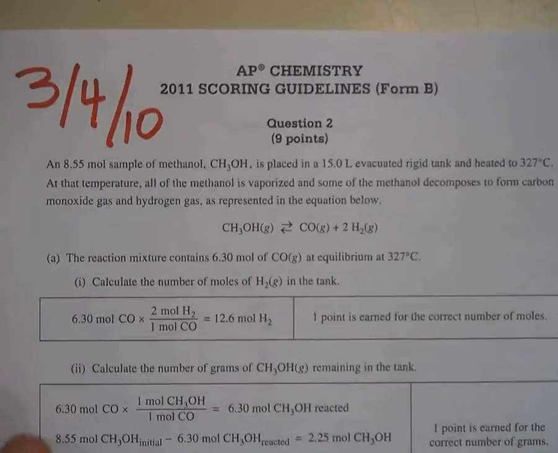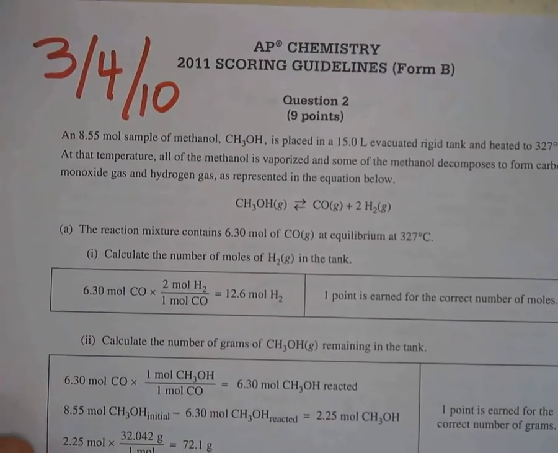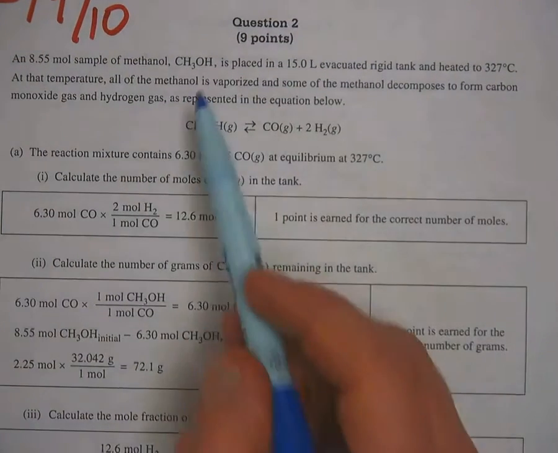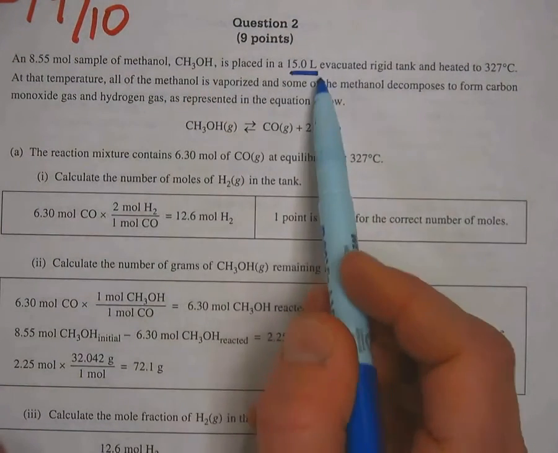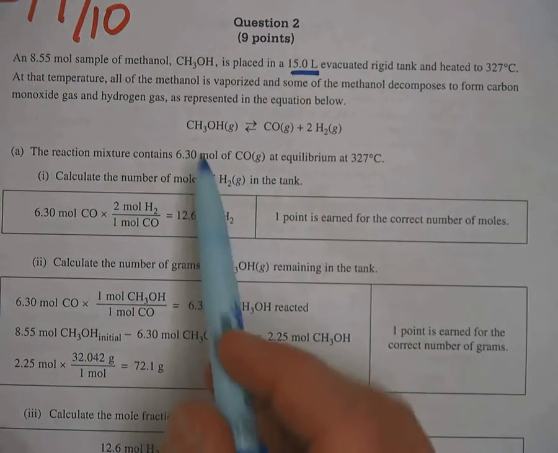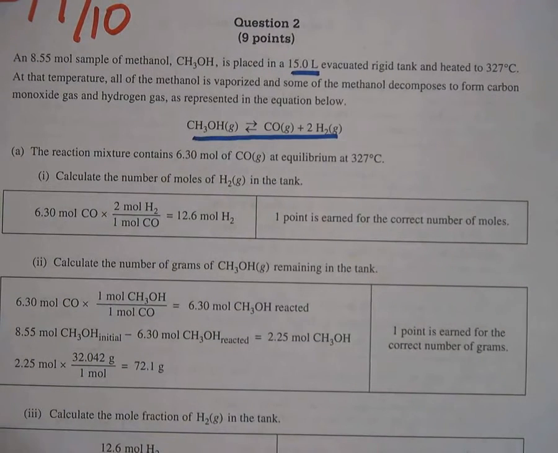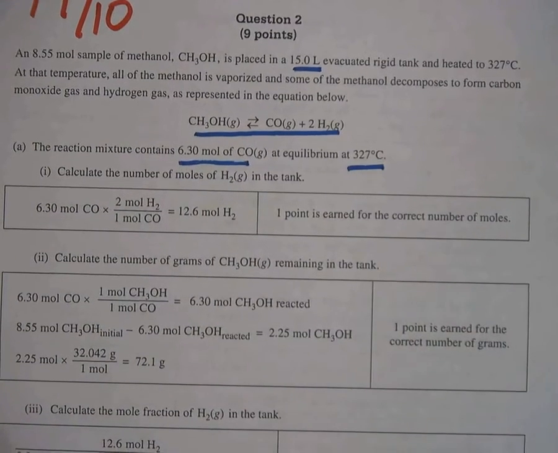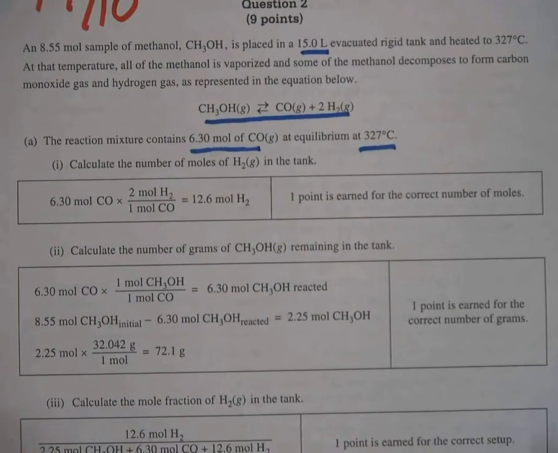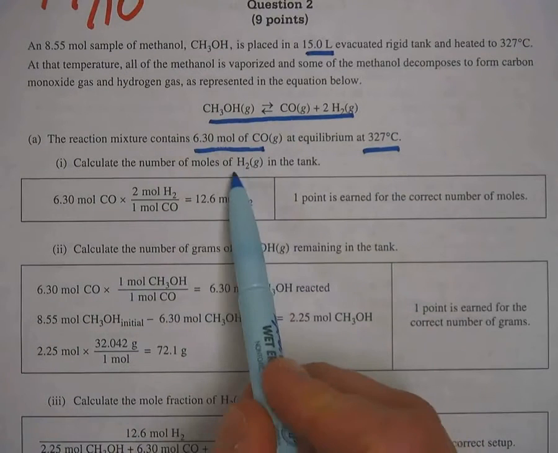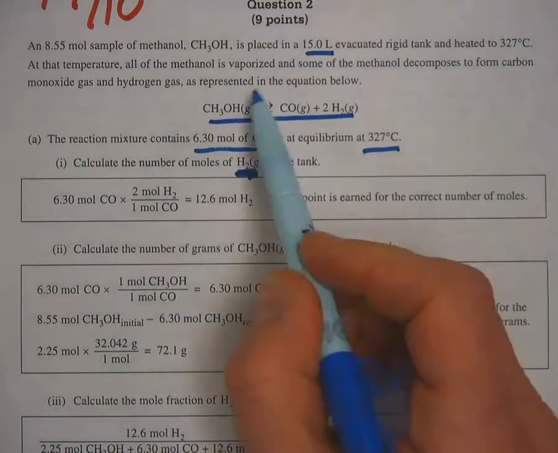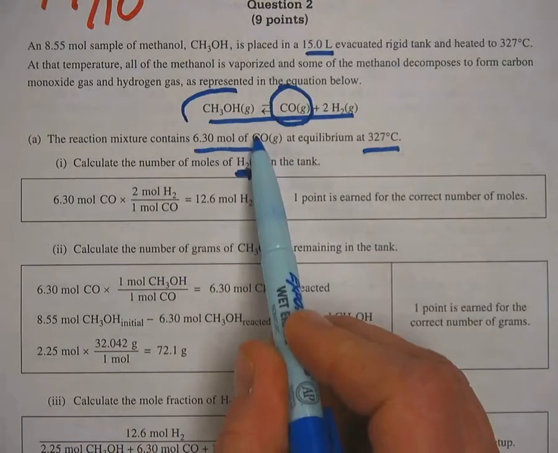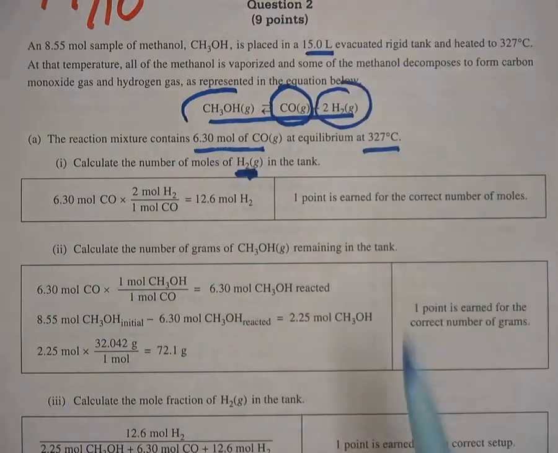2011, Form B, question number 2. This one right here gives you a sample of methanol, and they put it in an evacuated tank, and then they give you a balanced chemical equation right here for the decomposition of it, and it tells you how many moles of carbon monoxide are there at a particular temperature. So the first question they ask is a little stoichiometric ratio one, where they say calculate the moles of H2 in the tank. So here we've got the number of moles of CO in there, and then we've got an H2 moles right here.